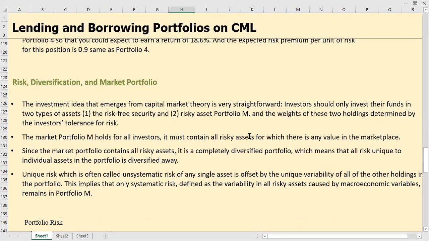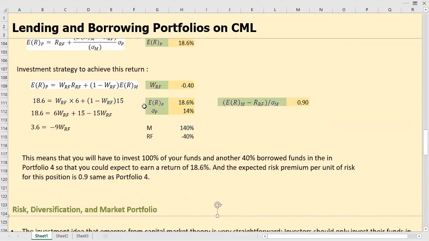The risky assets, we call it the market portfolio, the portfolio that consists of all the assets, all the investments in the market. So we have the risk-free asset and the market portfolio. We only have two types of assets, right? And the weights of these two holdings are determined by the investor's tolerance of the risk. That's what we did here.